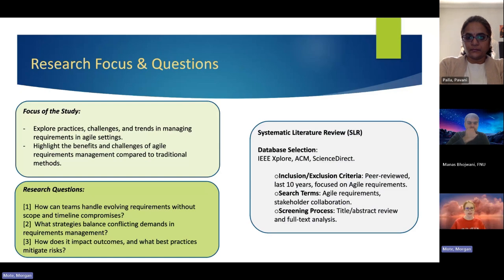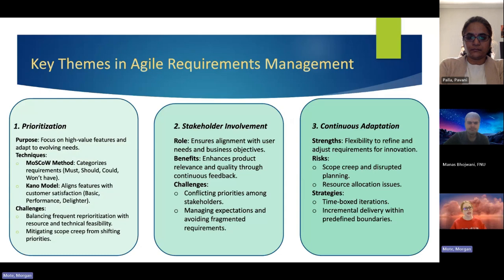We conducted a systematic literature review focusing on peer-reviewed articles from databases like IEEE Xplore, ACM Digital Library, and ScienceDirect. And using thematic analysis, we identified patterns in Agile requirements management, including evolving requirements, stakeholder collaboration, and prioritization strategies. In our research, we identified three key themes that are central to managing requirements in Agile development: prioritization, stakeholder involvement, and continuous adaptation. Prioritization is critical in Agile as it ensures that the highest value requirements are addressed first while balancing feasibility and resource constraints.